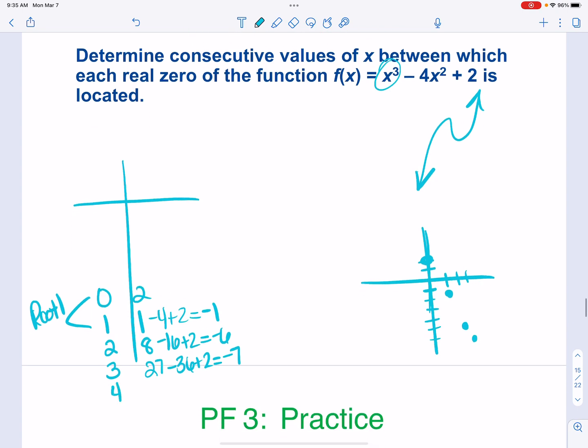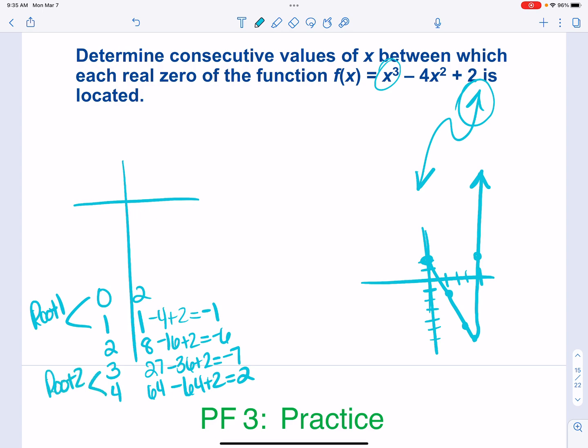Then if I put in 4, 4 cubed is 64. 4 squared is 16, minus 64 plus 2. So that's a 2. So it just crossed again. Okay, so it's kind of going down and then it crosses. I know it's got to shoot off to infinity. So now I've just found my other root. So root 2. Okay, so I'm going to go back this way.